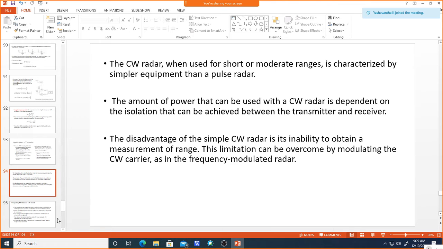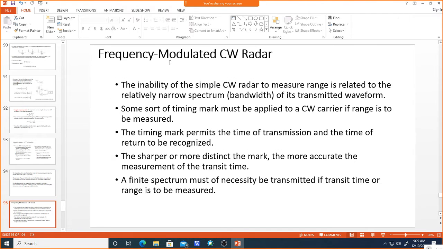Now we'll see what the frequency modulated continuous wave radar is and how it operates. Whatever disadvantages we have seen of the simple continuous wave radar, the measurement of range is limited and there is a relatively very narrow spectrum. The bandwidth of the transmitter waveform is very small. That will be sorted out in this frequency modulated continuous wave radar.